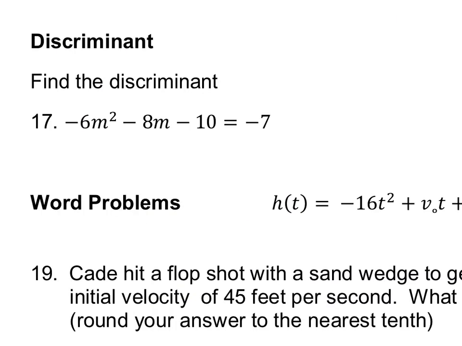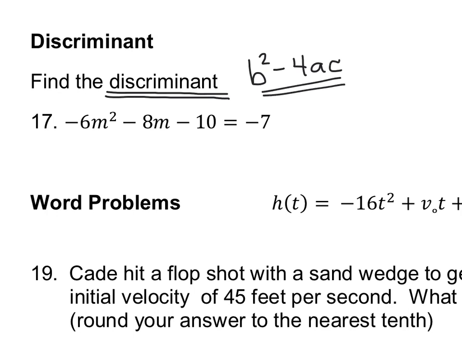All right, for problem 17, we are going to find the discriminant. That's part of the quadratic formula. The part of the quadratic formula that is the discriminant is the b squared minus 4ac. This is the part that's normally found underneath the radical in our quadratic formula. To find the discriminant, all we're going to use is that piece. That piece of the quadratic formula will tell us how many solutions we have and what kind.